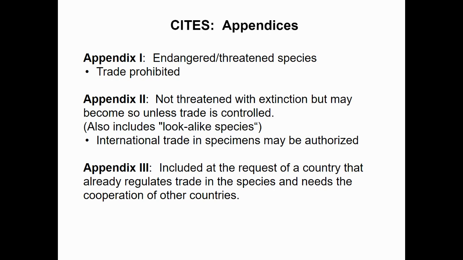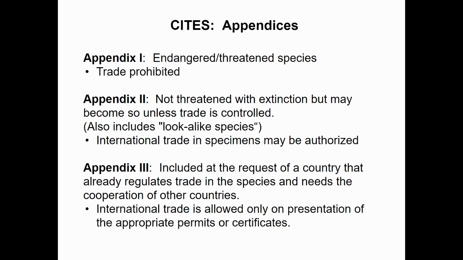Appendix 3 is basically if a country requests and needs cooperation from other countries, they can ask for assistance in protecting those animals. International trade might be allowed only if they have the correct permits and certificates to help support that species.